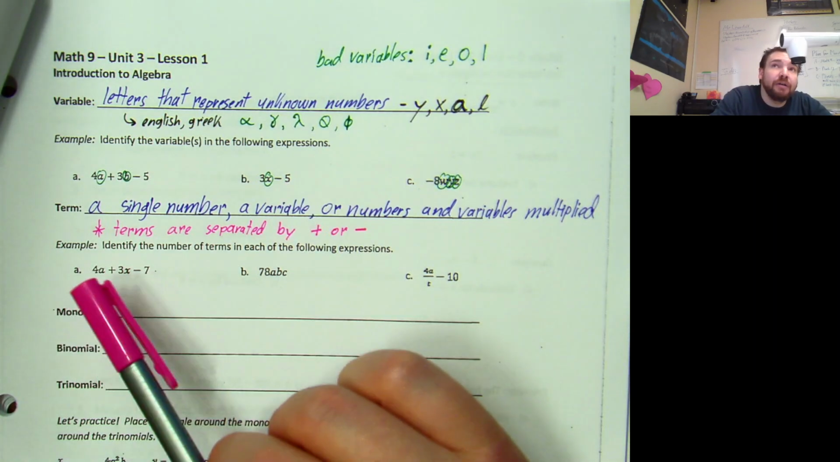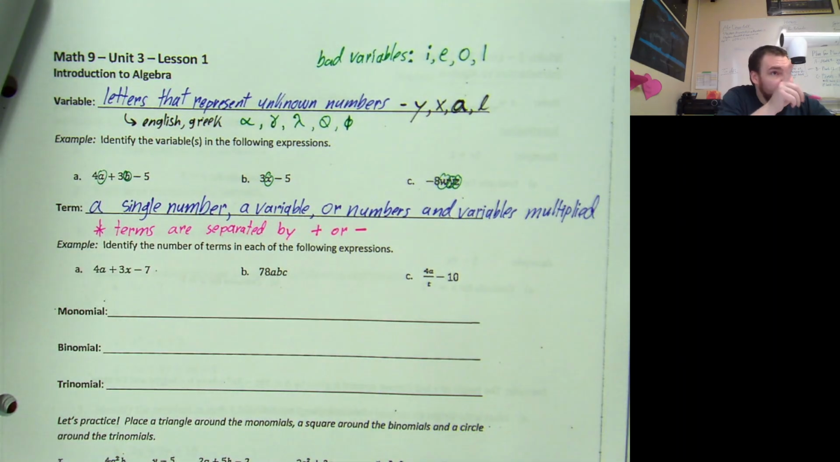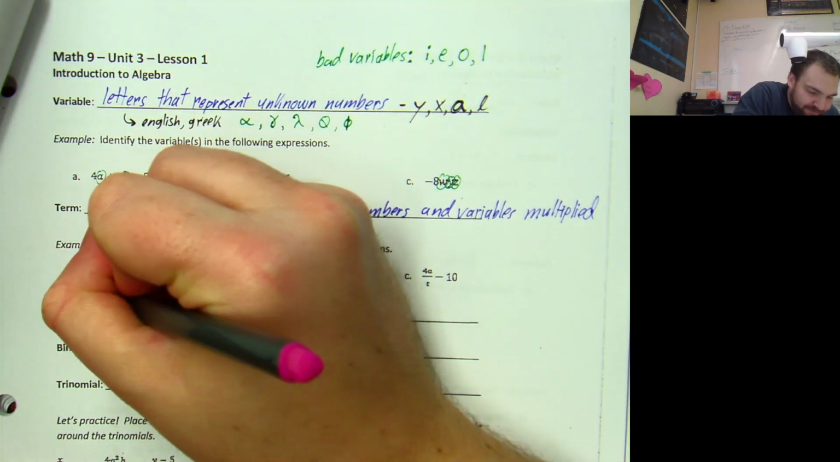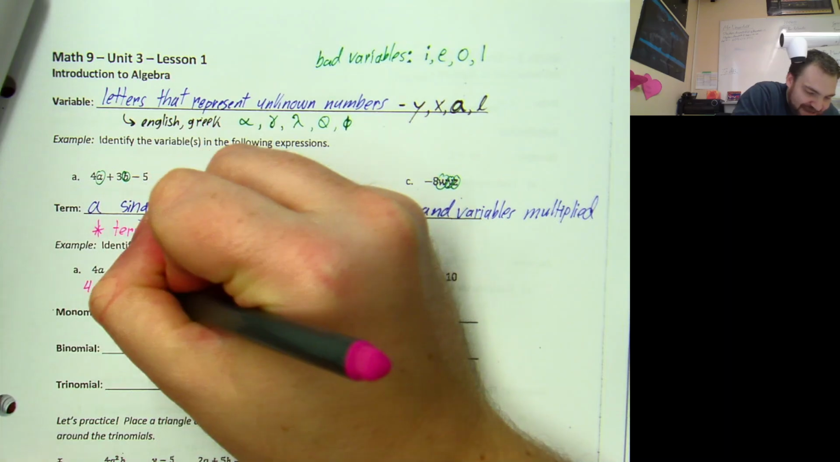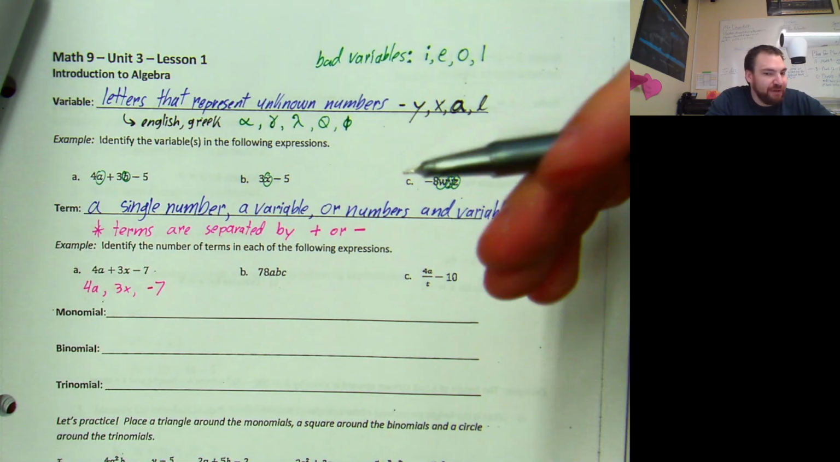So here, what are my terms? 4a is one term. Give me another term, someone else. Carolyn? 3x. And the last one? Almost. It's not 7, it's negative 7. So my terms here are going to be 4a, 3x, and negative 7. Those are my terms. When you're dealing with subtraction, you have to include the sign in front.